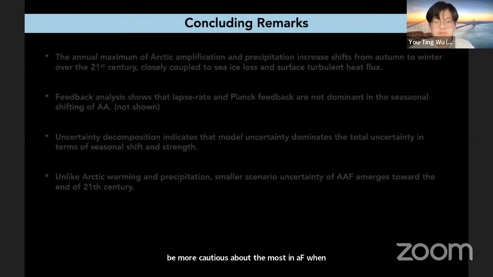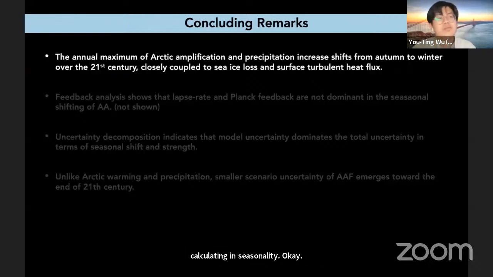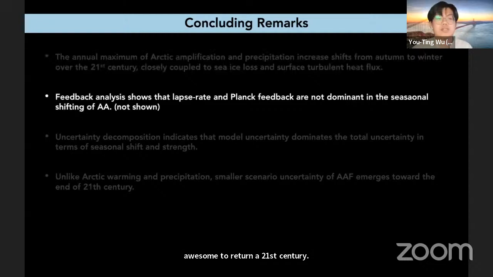Okay, so to conclude our study, first, we analyzed the seasonality of Arctic amplification and precipitation, and we found that the annual maxima of AA and its precipitation will shift from autumn to winter in the 21st century. And this is due to the sea ice loss and its corresponding turbulent heat flux. Next, we also did feedback analysis, which is not shown in these slides, but we found that the lapse rate feedback and Planck feedback are not the dominant terms in seasonality.